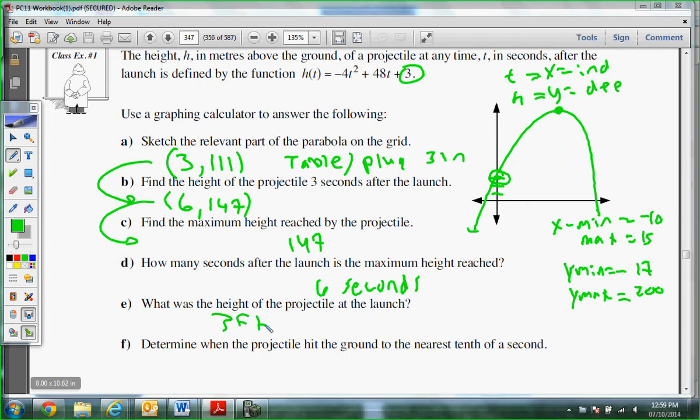Determine when the projectile hit the ground to the nearest tenth. So how can I figure out when it hits the ground? Why is this one impossible? I want you to make this connection. Because there are 2 zeros, correct? It's behind you, but think about it in terms of x. What is x? X is time. What is this side? Are we going back to the future? We can't have negative time. We're not going back to the future. So all of our stuff has to land in the positive time. Does that make sense? So you want to find the 0 on the far right.